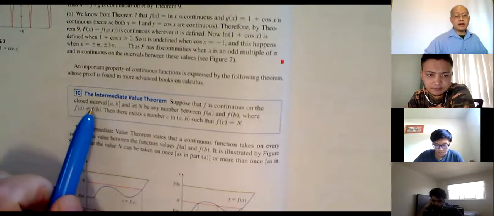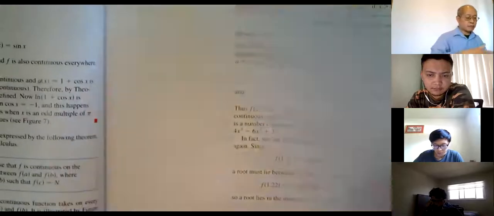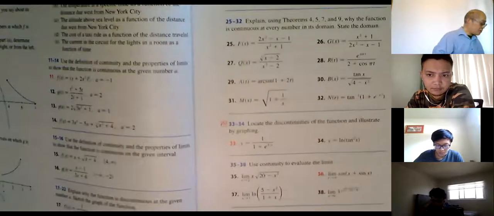All right, and I'll get to the intermediate value theorem later. That's not until the very end of this section, so I'll come back to it. But I'm ready to start some of the problems. Okay, so 2.5.